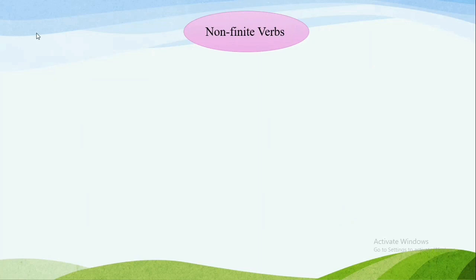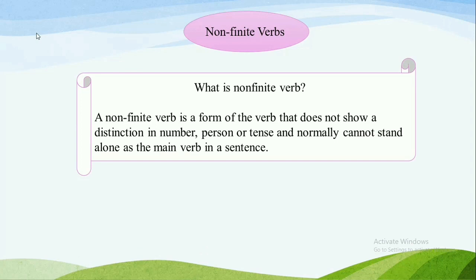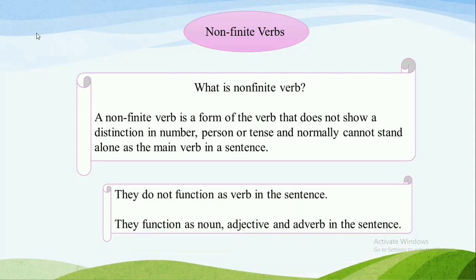Now let's look into our topic, non-finite verbs. What is a non-finite verb? A non-finite verb is a form of verb that does not show a distinction in number, person, or tense, and normally cannot stand alone as the main verb in the sentence. They do not function as verbs in the sentence. Non-finite verbs function as noun, adjective, and adverb in the sentence.